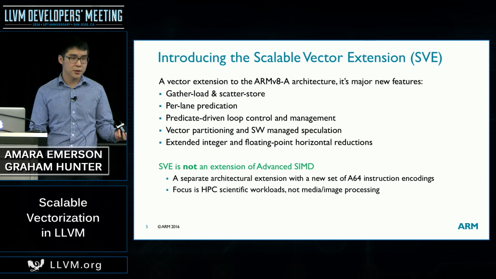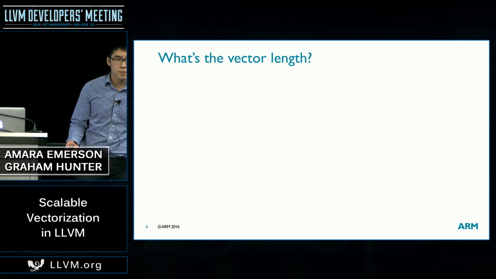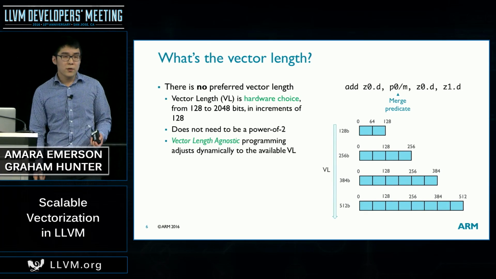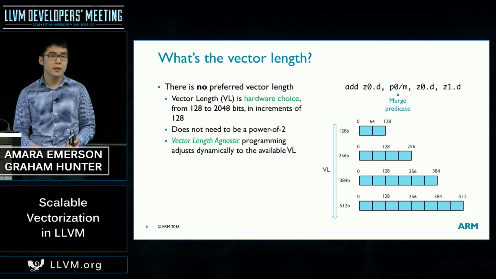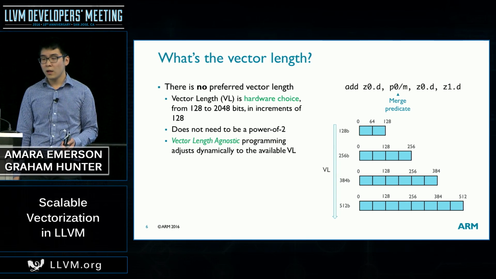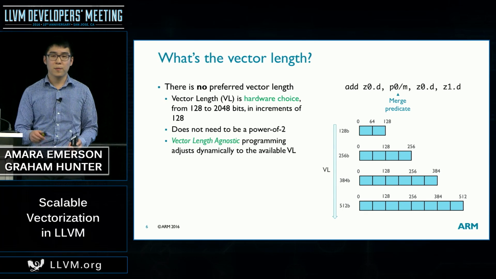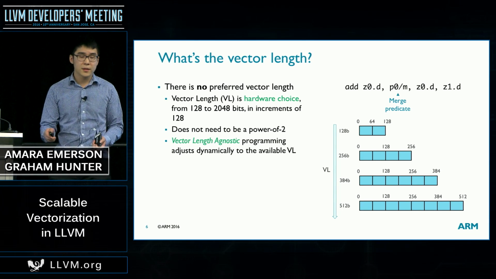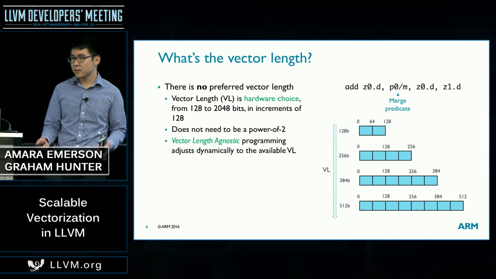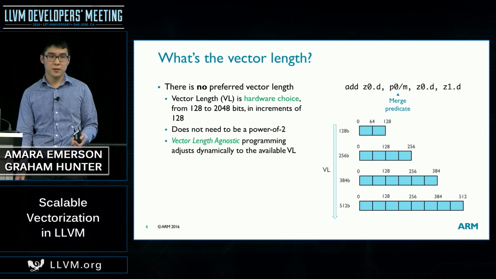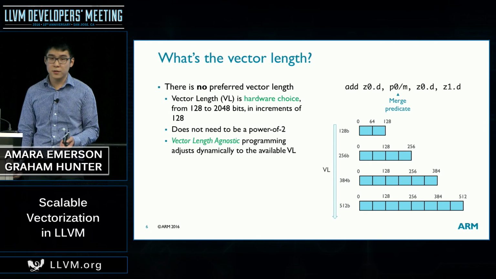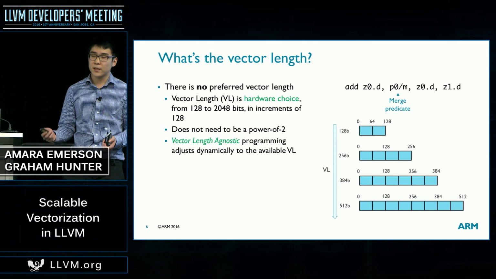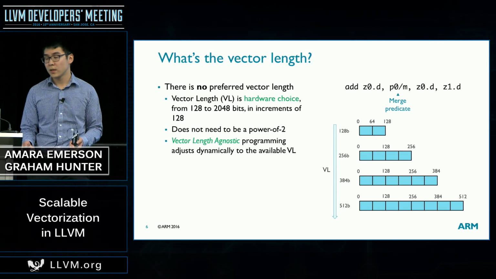Now, we have a new vector extension. What's the vector length? Well, there is no preferred vector length. The VL, as we call it, is entirely implementation specific. This is a choice that each piece of hardware makes for itself, and this can range from a minimum of 128 bits up to a current limit of 2K bits. And this could be increased in future. We should make clear at this point that the vector length doesn't have to be a power of 2. It can increase in 128-bit increments.